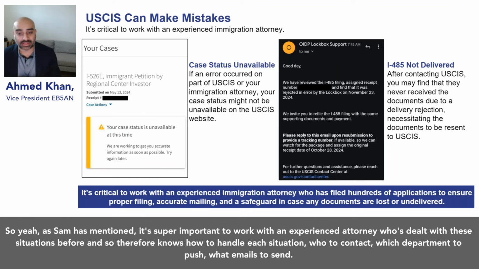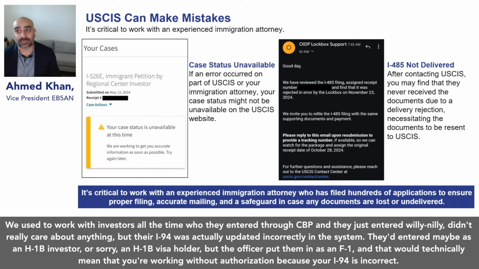So yeah, as Sam has mentioned, it's super important to work with an experienced attorney who's dealt with these situations before, and so therefore knows how to handle each situation, who to contact, which department to push, what emails to send.